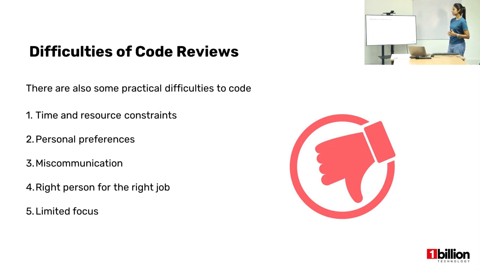And the right person for the right job means we should assign the appropriate expert for that reviewing. And the limited focus: we cannot ensure that we can identify all the issues in the particular source code by reviewing the code. We cannot say we identify all the aspects of the particular source code by reviewing it. So those are the main difficulties we face during code reviewing.